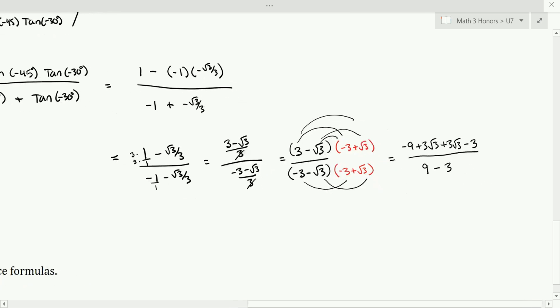Now we're almost there. Negative 9 and negative 3 is negative 12. Plus 6 root 3 all over 6. And that's negative 2 plus root 3. That's the final answer. Okay.